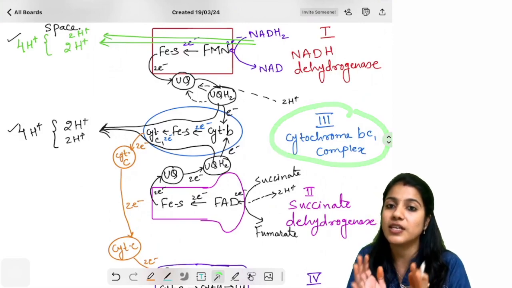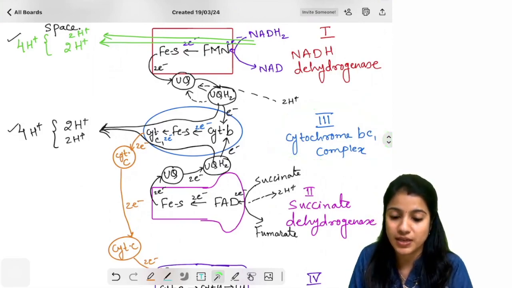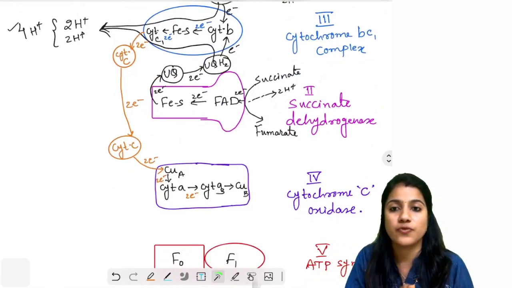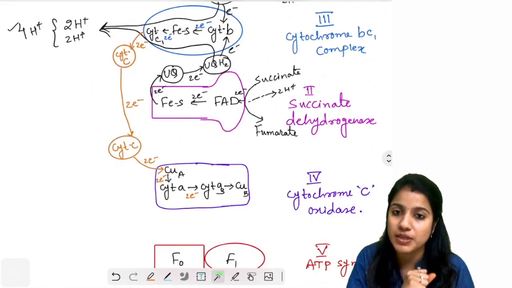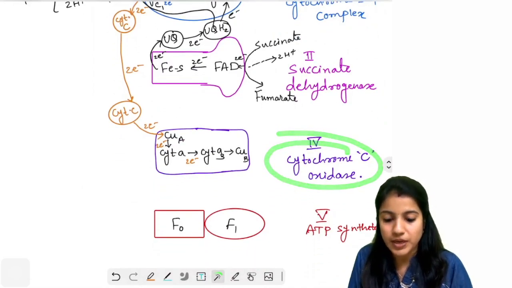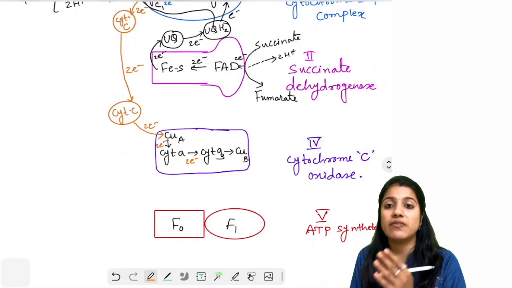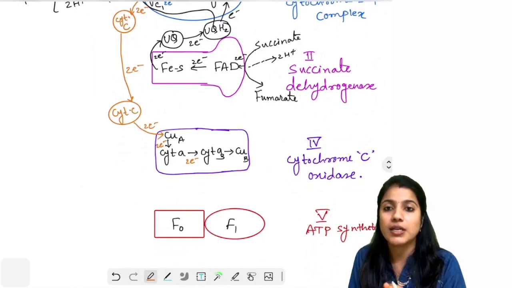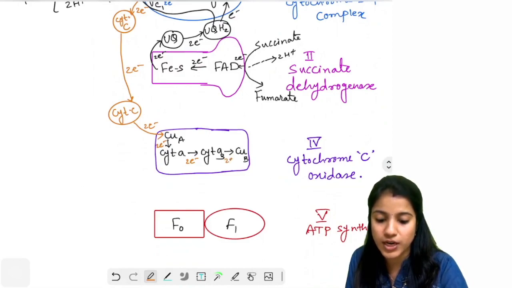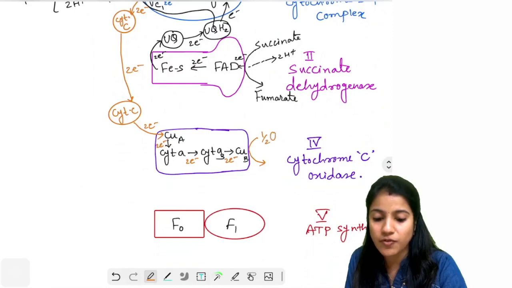So complex 3 is reducing cytochrome C. We can call it cytochrome C reductase also, right? Now cytochrome C got oxidized because of complex 4, because complex 4 accepted the electron. Hence the name is what? Cytochrome C oxidase. Right. Now electrons are associated with A3. Now finally here no more electron carrier is there. So finally these two electrons will be donated to the atom of oxygen.